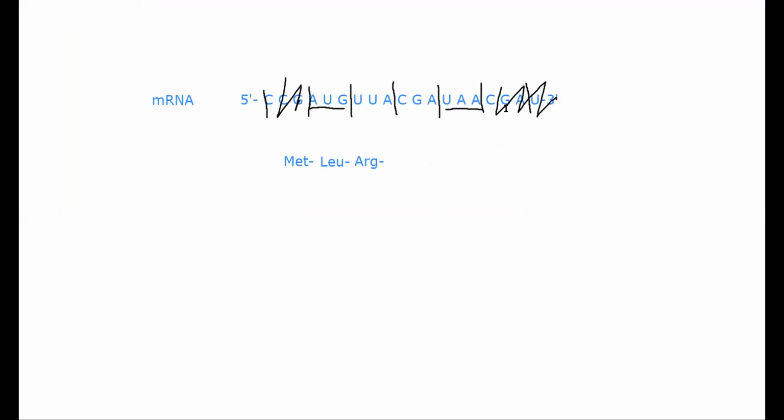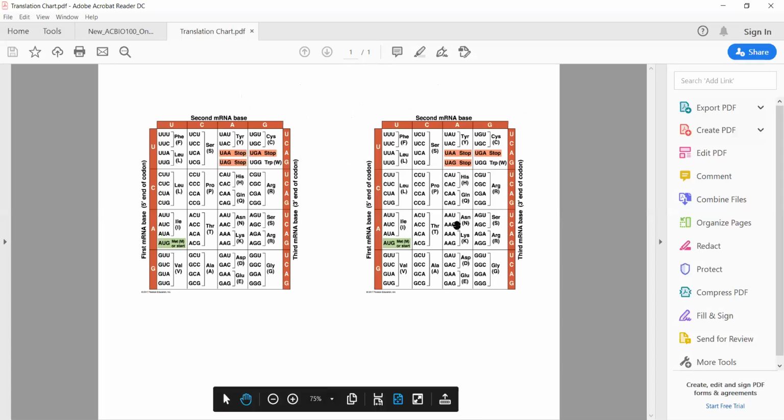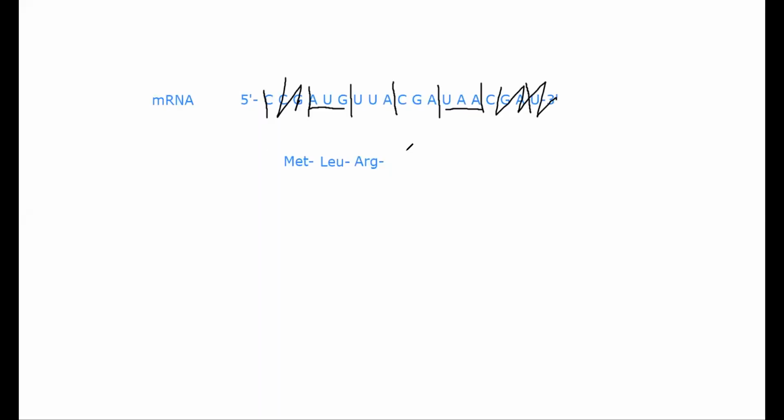All right, and then of course our last one, which we've already determined, is a stop codon. So again, we're going to go back to our translation chart. Our stop codon is UAA, which we already found on this chart before. And because it's a stop codon, it does not code for an amino acid. You'll notice here it says UAA, it just means stop. So, going back to our whiteboard, this here is our amino acid sequence.